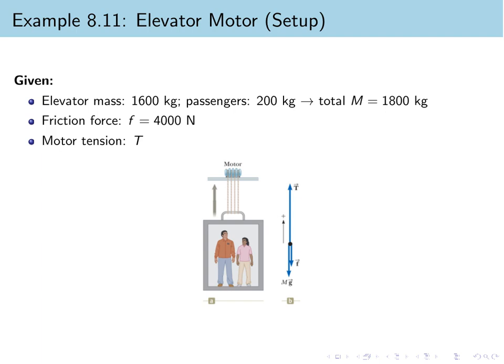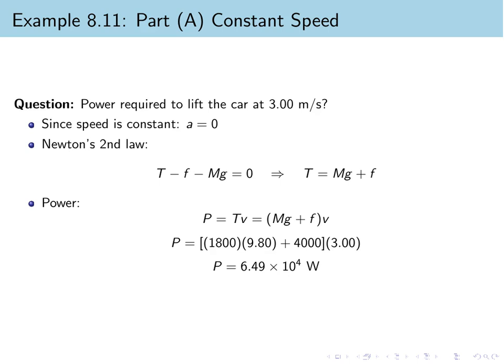We model the elevator as a particle subject to gravity, friction, and the motor's tension. In Part A, we calculate the power required to lift the car at a constant speed of 3.00 meters per second. Because the speed is constant, the acceleration is zero, meaning the system is in equilibrium. According to Newton's second law, the upward tension T minus friction F minus the gravitational force mg must equal zero. Solving for tension, we find that T equals mg plus F.